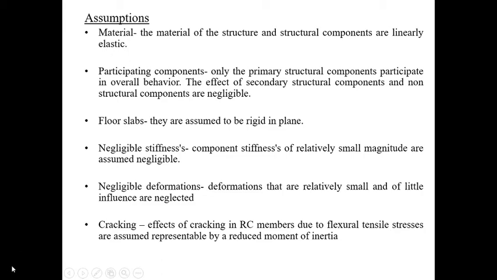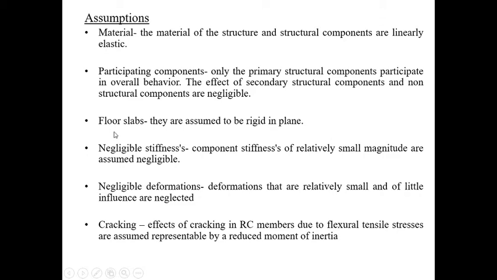Next is the participating components. Here we consider that only the primary structural components participate in the behavior. So for the high-rise structure, only the primary structural components are considered and their behavior is studied, whereas the secondary structural components and the non-structural components are assumed to be negligible. Okay, so this is the second assumption.